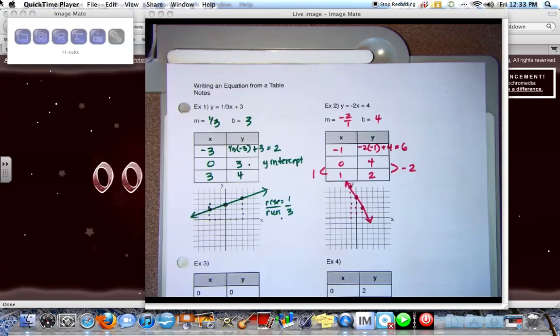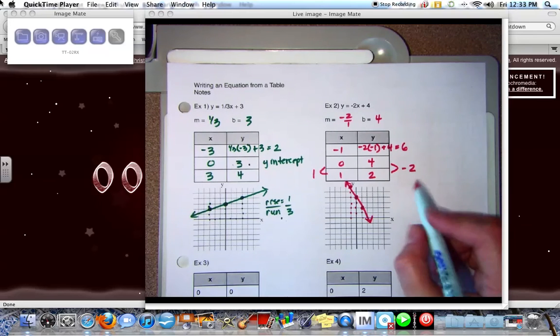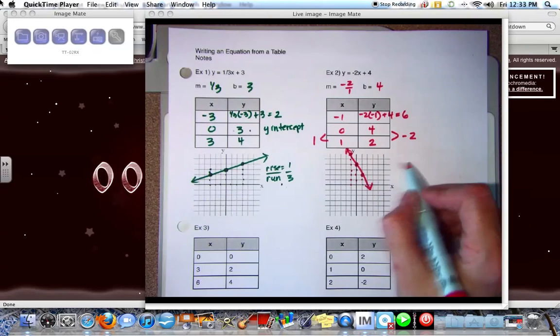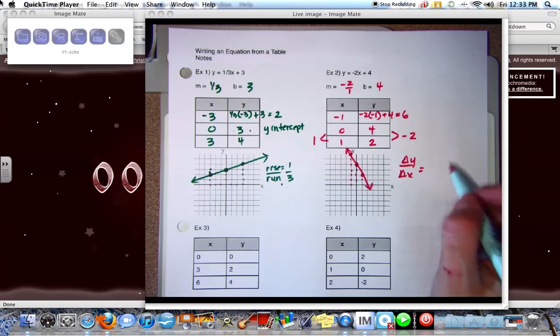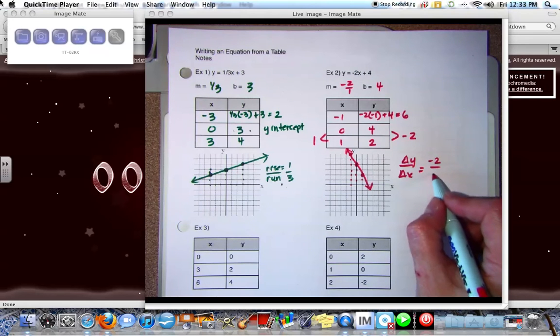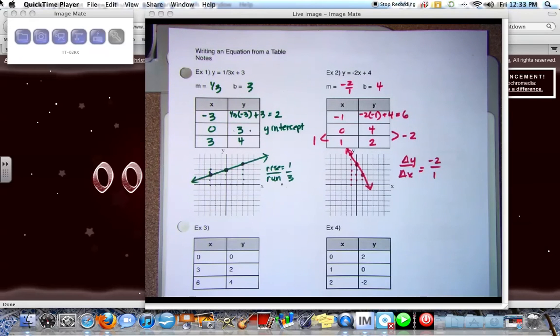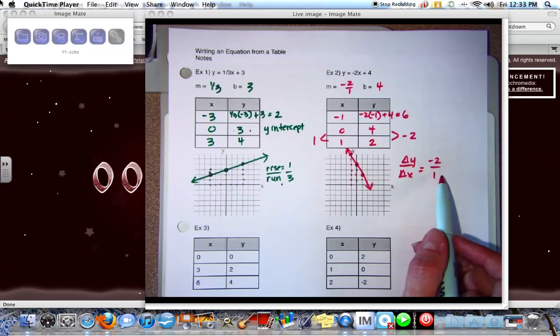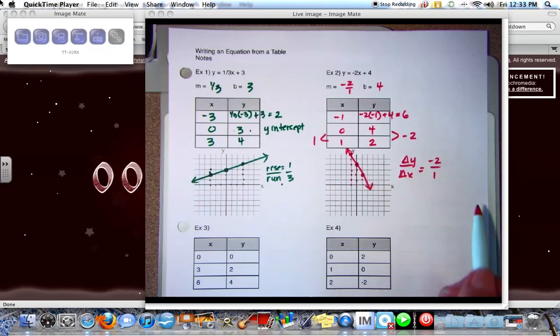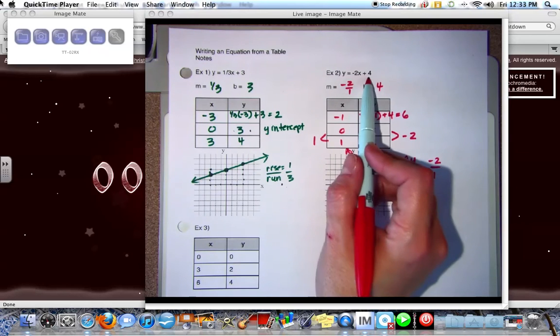If we know that information, can we find the slope? How do we find the slope? The change in y over the change in x. So my change in y is -2, and my change in x is 1. So this tells me that I have a slope of -2. Is that what I have in my equation? And it's hitting the y-axis at 4, and I have a y-intercept of 4.